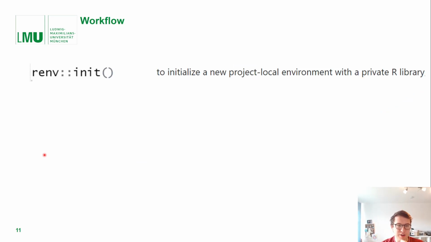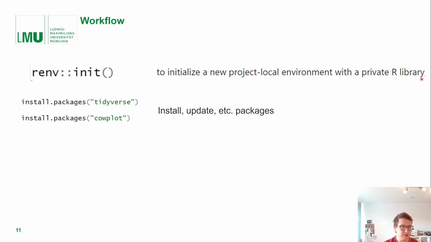All right, let's have a quick look at the workflow of renv. To begin, and this is actually what the name also contains, you run the function renv init to initialize a new project local environment with a private R library. What that means is you open up a new R project, you run renv init, and that tells it, well, now we have a new project and we want a new project local environment. You see this here with this private R library, so this project specific library I just mentioned.